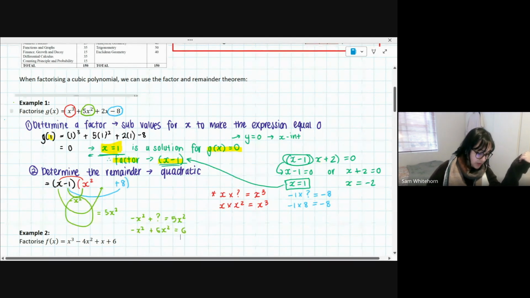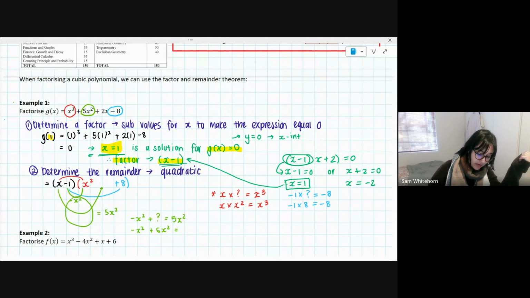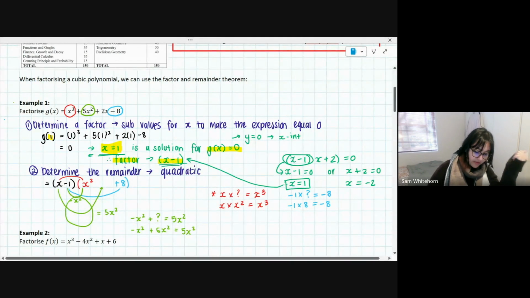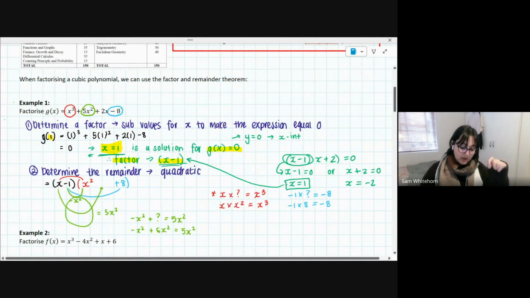Sorry, I don't know why I'm writing 6x here. 6x squared would give me 5x squared. So -x squared plus 6x squared gives me 5x squared.